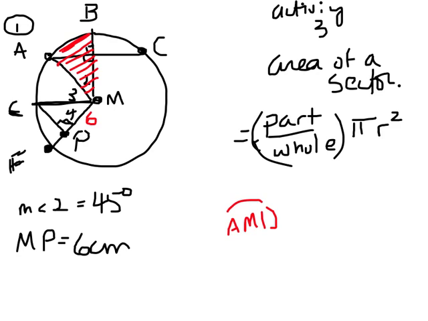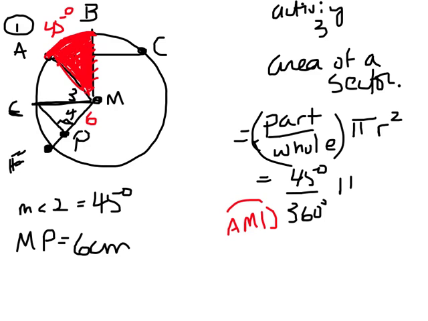What kind of angle is angle 2? It's a minor arc, but at angle 2, isn't it a central angle? And they told me it was 45 degrees, so guess how much arc AB is going to be? It's going to be 45 degrees because it's a central angle, so it matches. So for my part of the whole for this sector that I colored in, I've got 45 degrees out of the whole 360 degrees, right?